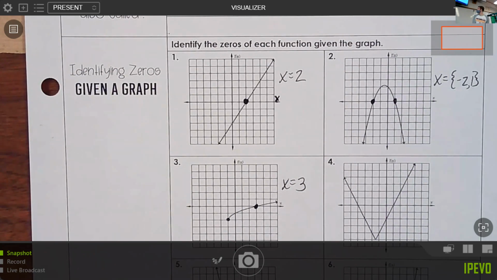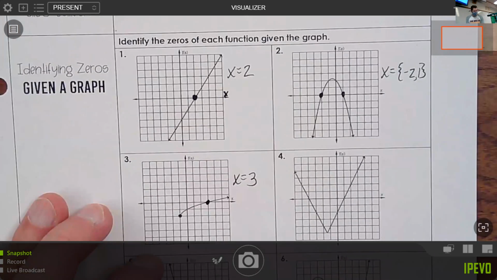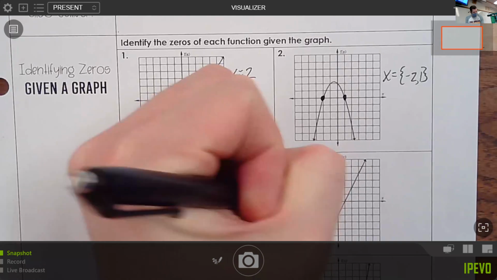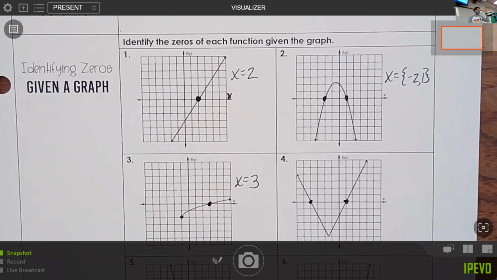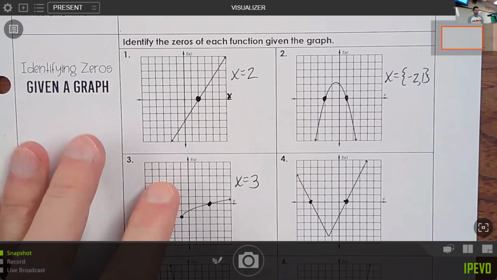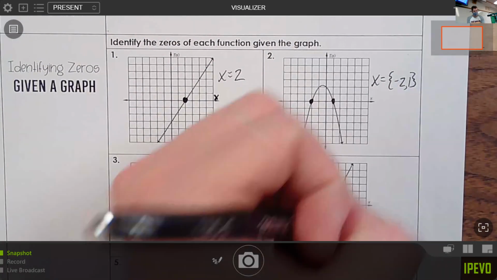Okay, let's look at number 4. So we've got a point right here and another point right here. That's where that line crosses the x-axis. So 2 places this time. So we're gonna have 2 answers for x equals.